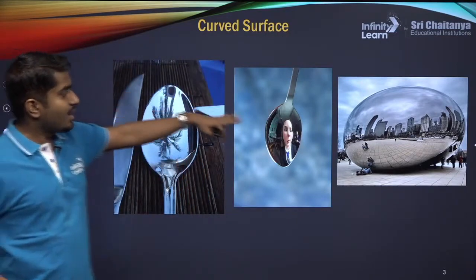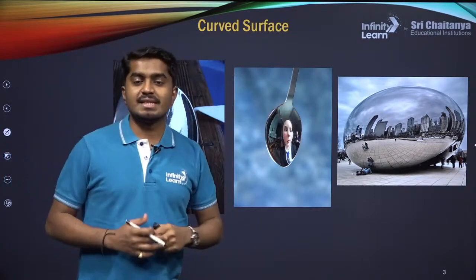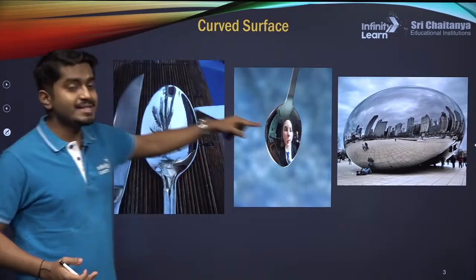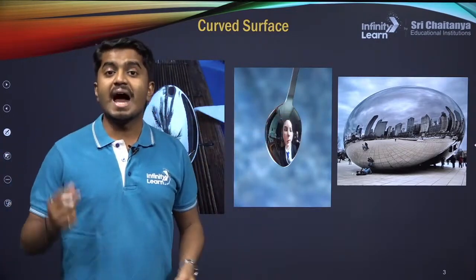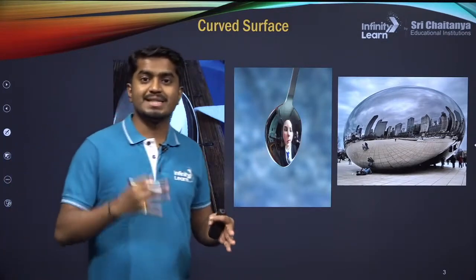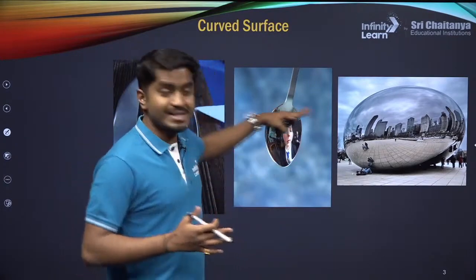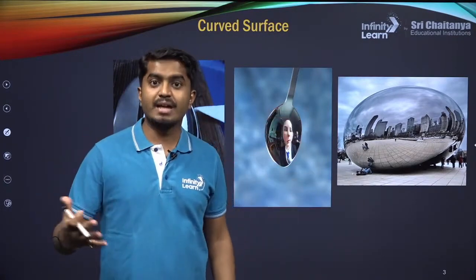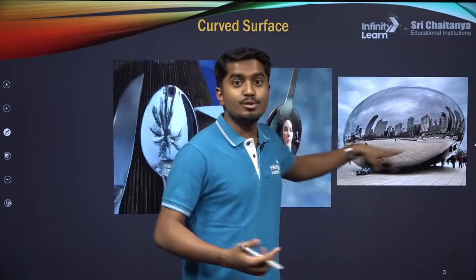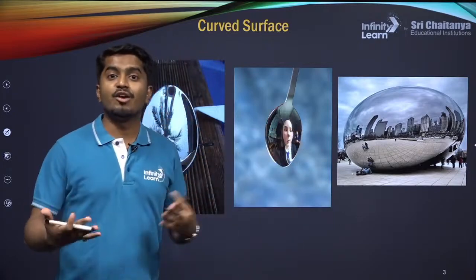You see these curved surfaces. Can all these curved surfaces be called spherical mirrors? What do you think? The answer is no. Why? Because there are certain properties for a mirror to be a spherical mirror. A curved surface can be a cylindrical mirror, a conical mirror, or an elliptical mirror. You see this one? This looks like an elliptical mirror, right? So this can be any kind of shape.